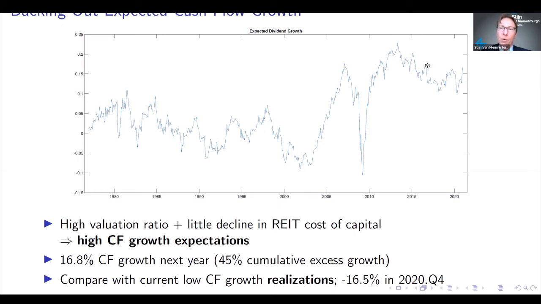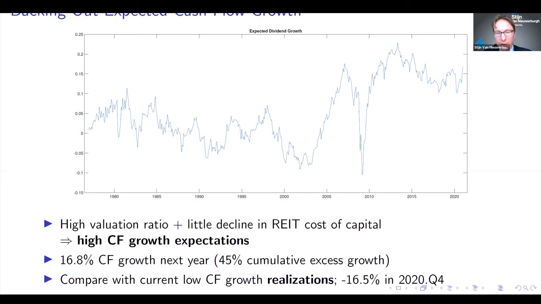And it has been high for a while. Now, in the COVID crisis, we did see a correction, we did see a decline, but then we quickly saw valuation ratios pop back up, which the model interprets as a rise in expected cash flow growth. So at the end of our sample, what valuation ratios are telling us is that the market expects about 17% NOI growth over the next year, and as much as 45% cumulative excess NOI growth over the next several years.